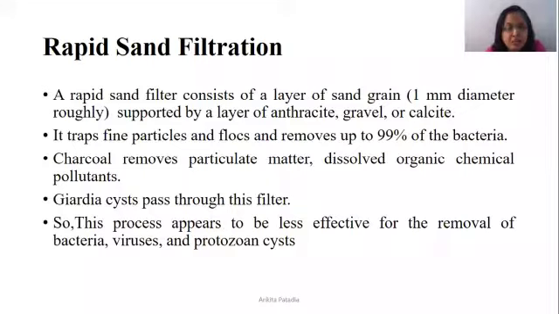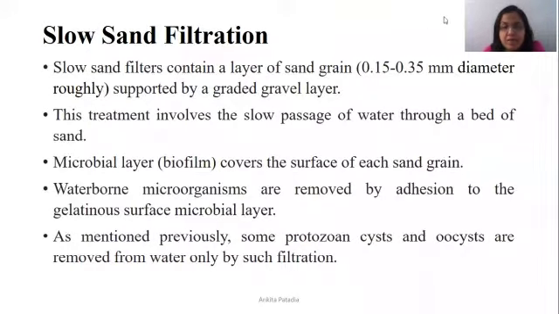Starting with the rapid sand filter. A rapid sand filter consists of a layer of sand grains of roughly 1 millimeter diameter, supported by a layer of anthracite gravel or calcite. It traps fine particles, flocs, and removes 99% of the bacteria. Charcoal removes particulate matter, organic matter, and other pollutants. But Giardia cysts can pass through this filter, and that's why this appears to be a less effective method. As mentioned previously, some protozoan cysts and oocysts are removed from the water only by such filtration techniques.